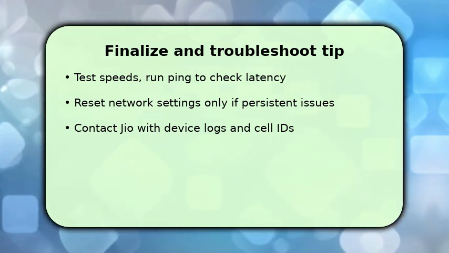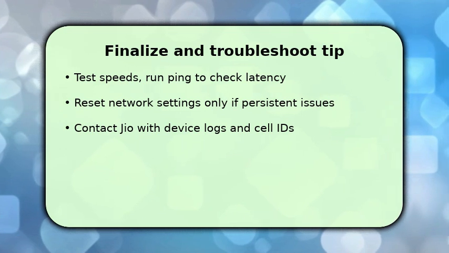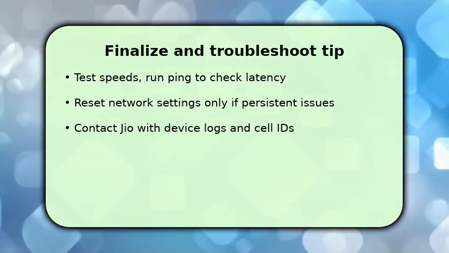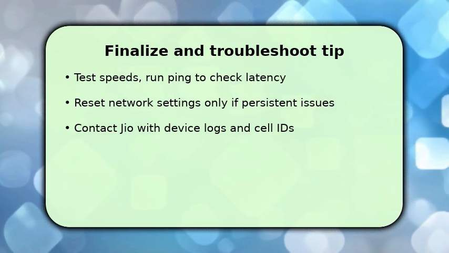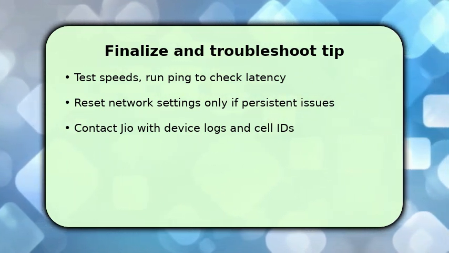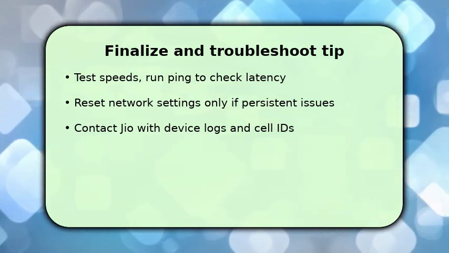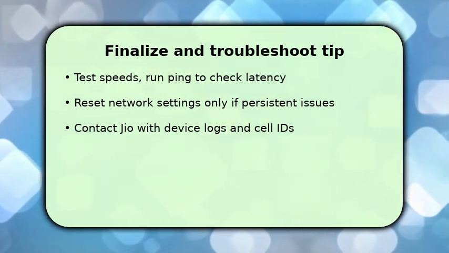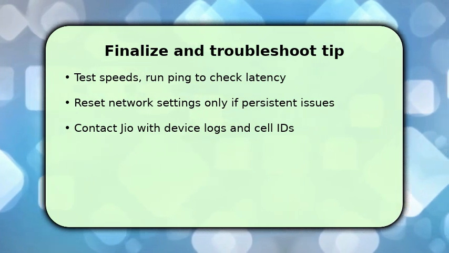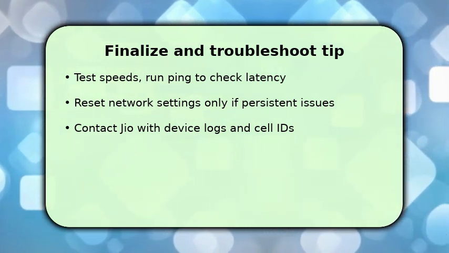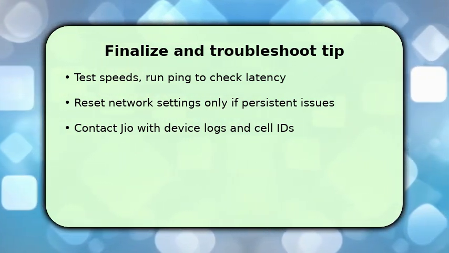If problems persist, reset network settings as a last resort because it clears Wi-Fi and saved networks, but often restores proper radio behavior. Make sure to note cell ID and signal measurements before calling Geo support, providing those logs speeds resolution. If you see no 5G after reset, report exact bands, cell ID, and timestamps when contacting support.